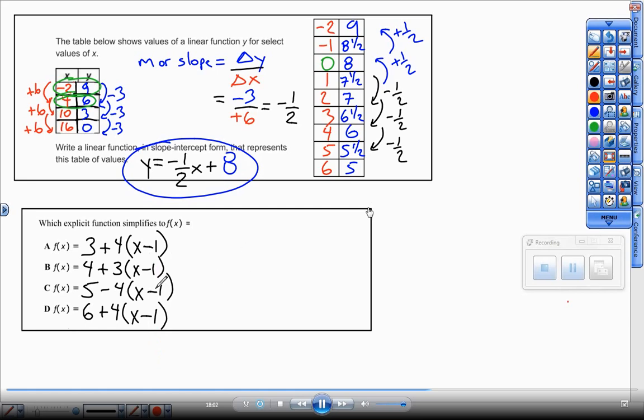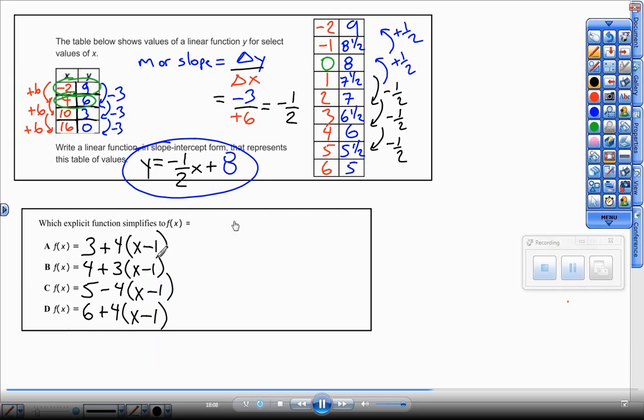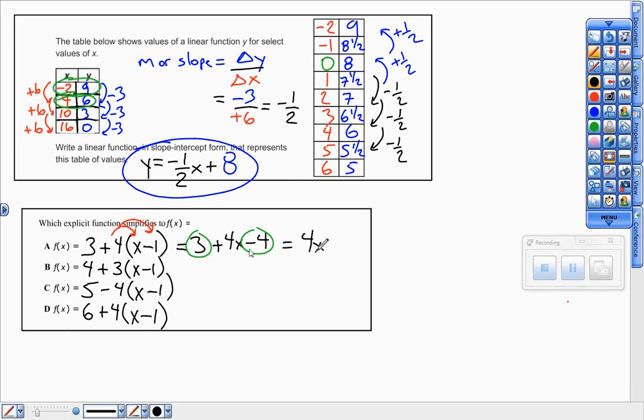This one right here has you distribute and try to find the one that is equivalent. The equation's coming here shortly. But again, on all of these, you're going to distribute that number in front of the parentheses. Distribute. That gives me 3 plus 4 times x is 4x. And then 4 times negative 1. Remember, distribute 4 times x, 4 times negative 1. That gives me 3 plus 4x minus 4. These two numbers combine to give me negative 1. So this is 4x minus 1.